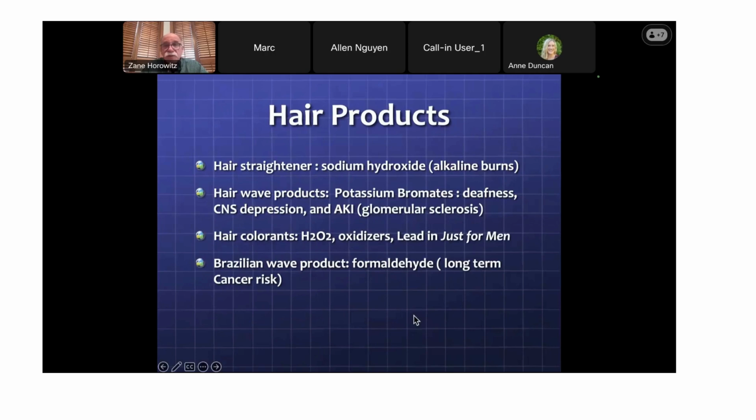Hair products, and generally the really old bad ones are not on the market. A couple of notations though. Hair straighteners sometimes contain sodium.